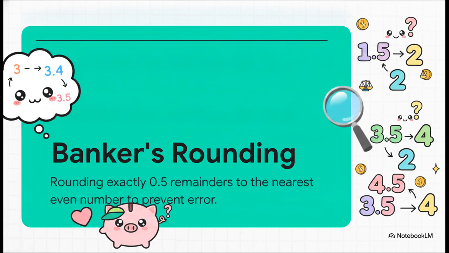We solve this with a really neat technique called banker's rounding or round to nearest even. The rule is simple. If you hit exactly halfway, exactly 0.5, you look at the whole number. 1.5 rounds to 2, and 2.5 also rounds to 2. This completely balances the statistical errors out over time.